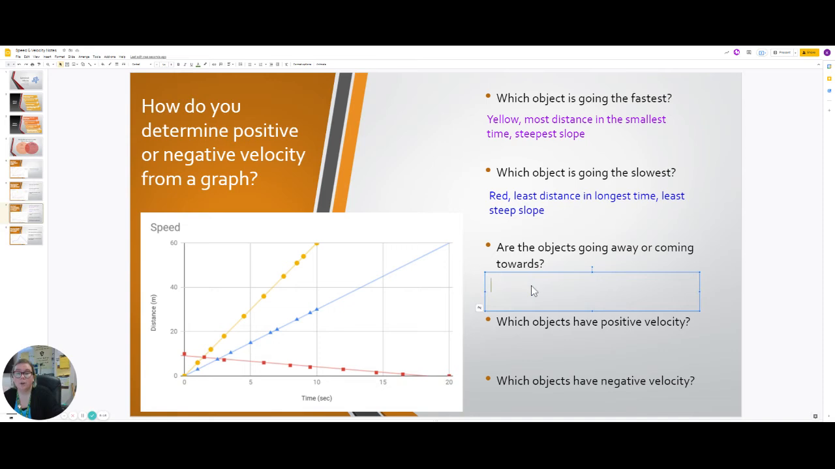Again, are the objects going away or coming towards? This is a bit of a tricky one because yellow and blue are going away, right? Because their distance is getting higher in the positive. But if we look at our red line here, red started at 10 and is going down to 0. So that means it's actually coming towards us, right? Because that number is getting smaller.